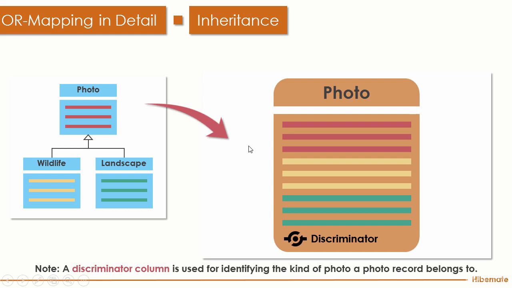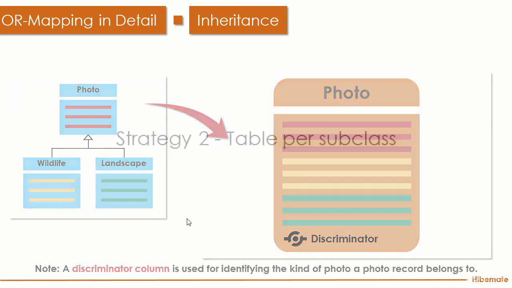The first strategy is to put all the columns, all the attributes, into the same table. Then you see the union. And we use the discriminator column to distinguish which object this table row is representing. You can imagine if you save the data to the database and you load it back, Hibernate needs to know whether this row is representing a photo or a wildlife or a landscape, things like that.